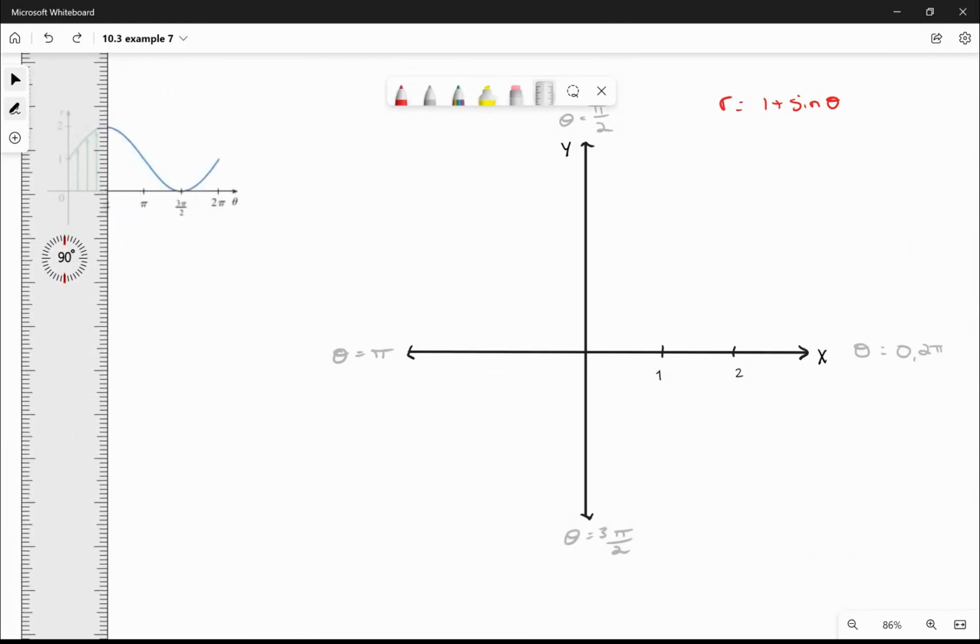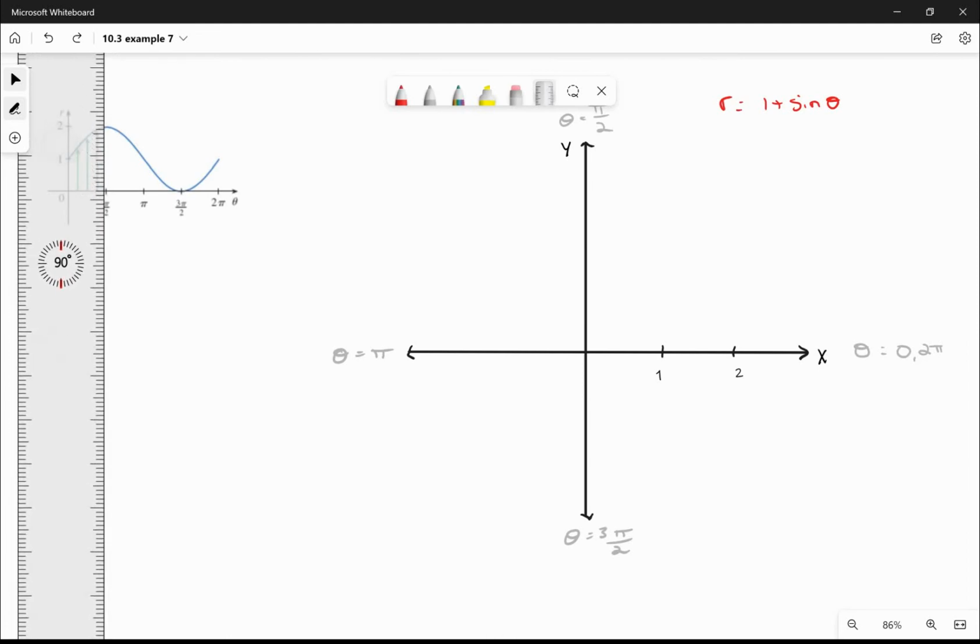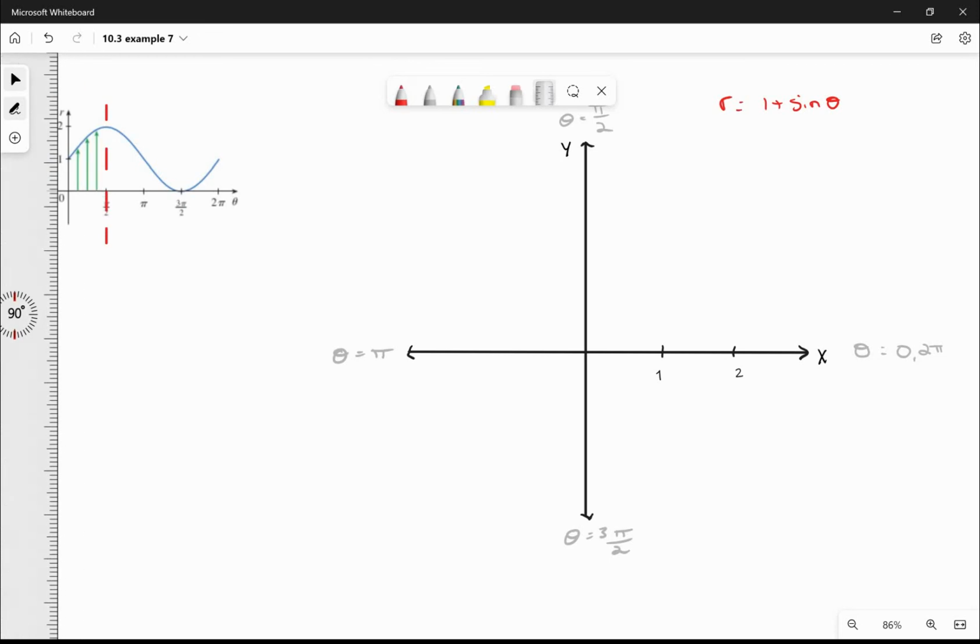So for example, on this section from 0 to pi over 2, let's call that section 1. On section 1, as theta goes from 0 to pi over 2, r goes from 1 to 2, right?